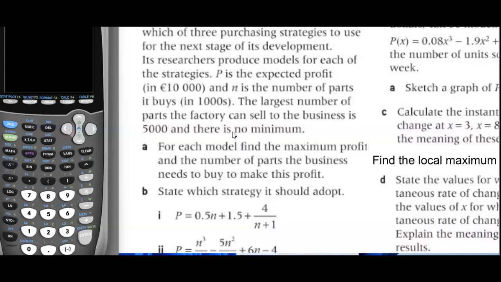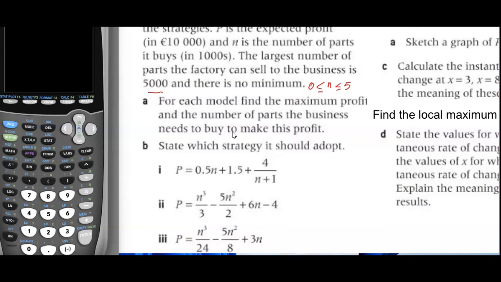The largest number of parts the factory can sell to its business is 5,000, and there is no minimum. Okay, basically this is a sneaky way of giving us the domain. So the N value can go up to 5,000, but N is in thousands, so that means N is going to be between 0 and 5. Okay, for each model, find the maximum profit and the number of parts the business needs to buy to make this profit.